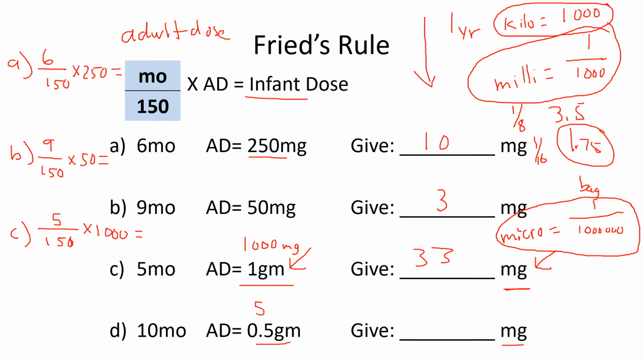So let's change this guy to 500 milligrams. So for D, 10 over 150 times 500. How much would you give this 10-month-old infant? Punch it in, ladies. Give me the answer. 33. There you go.